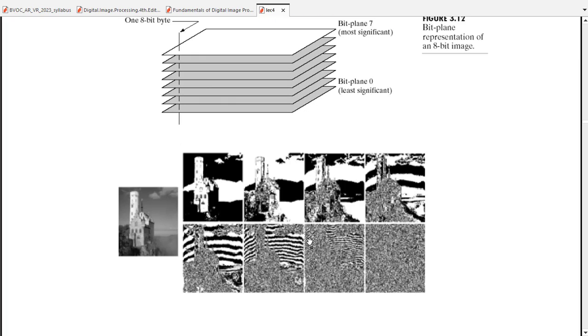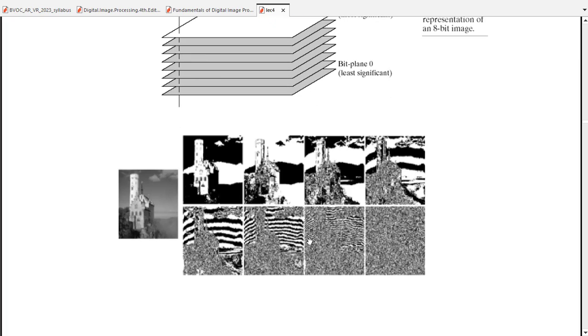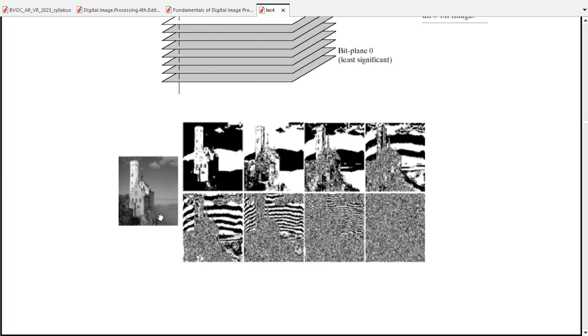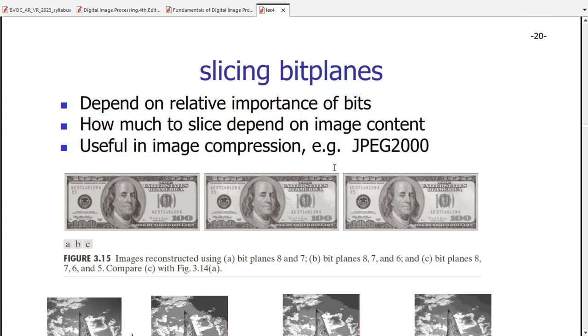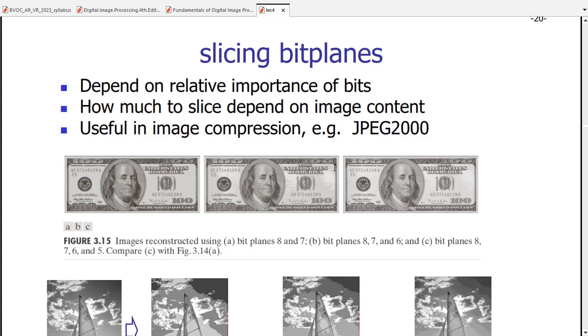In this 8-bit plane representation of the image, we can see clearly the bit planes of the picture and the type of information they carry. So bit plane slicing depends upon the relative importance of bits. How much slicing is done depends on the image content, and it is useful in image compression. Here is the image reconstruction using bit planes 8 and 7, then 8, 7 and 6, and then 8, 7, 6 and 5.